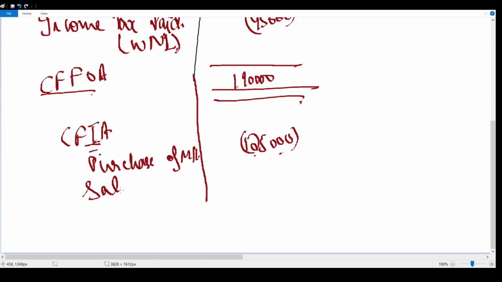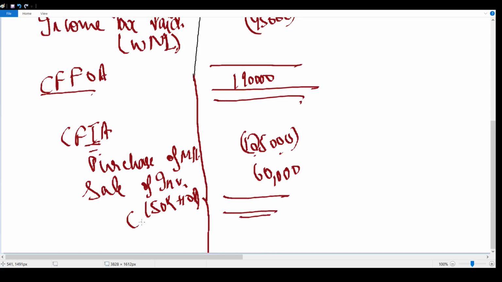and sale of investment. What is the amount of investment? Rupees 50,000 plus 10,000. The amount of profit, 60,000. Cash flow from investing activities comes out to be negative 65,000. Okay.